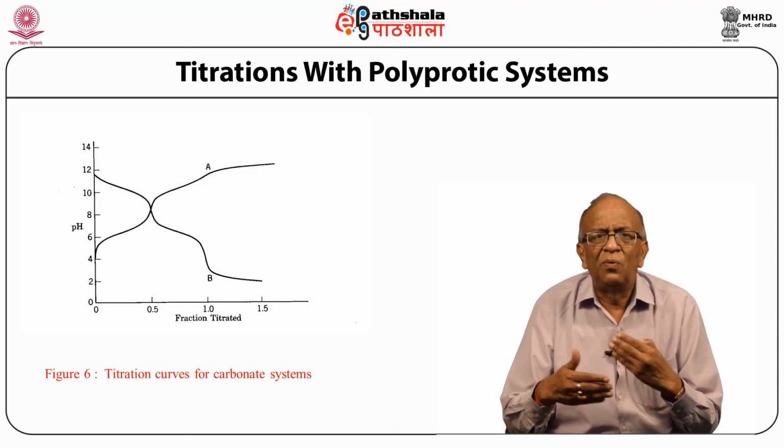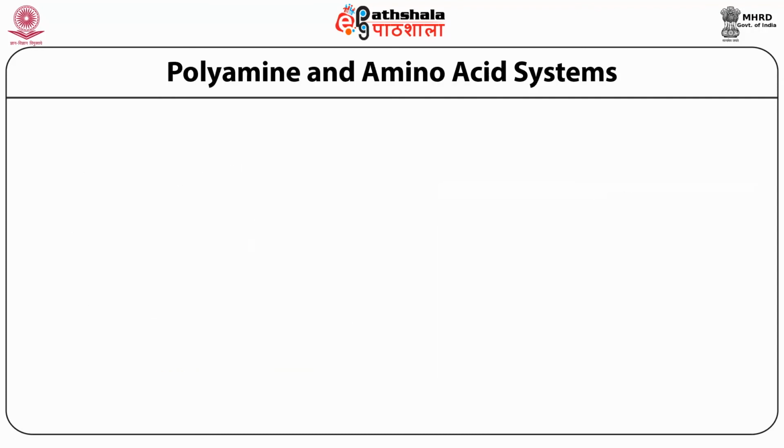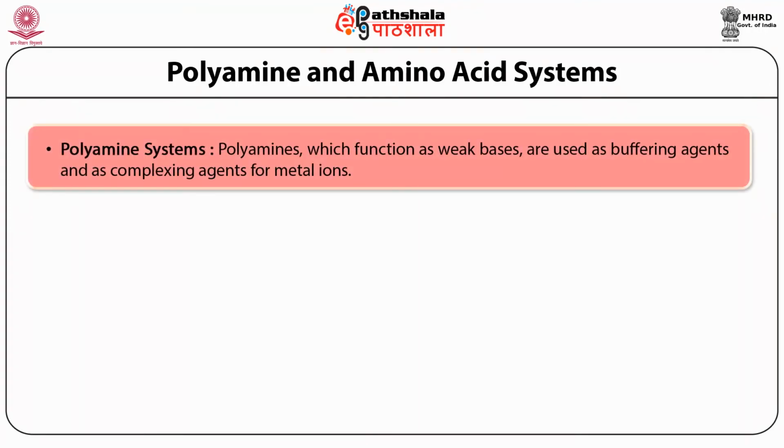pK values pK1, pK2, pK3 are determined from this distribution curve. Another very important polyprotic system is the polyamine and amino acid systems. Polyamines, which function as weak bases, are used as buffering agents and as complexing agents for metal ions. Because they contain a lone pair of electrons on nitrogen, they are frequently used as complexing agents for metal ions.